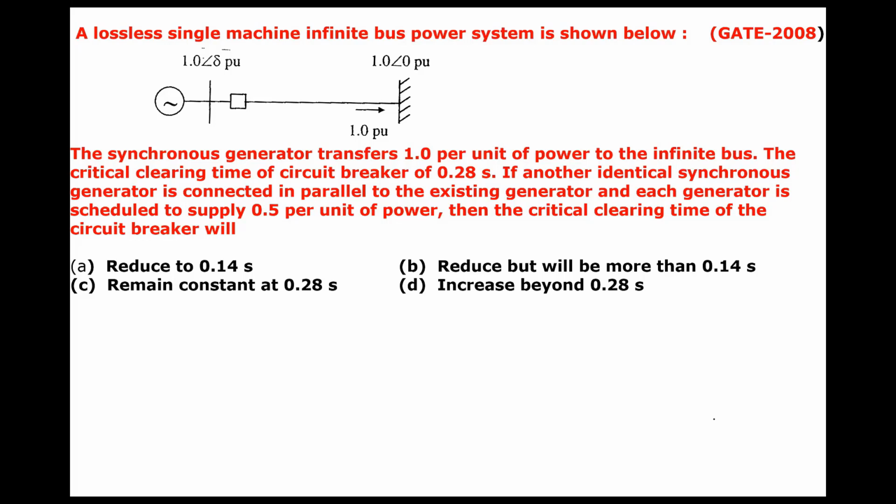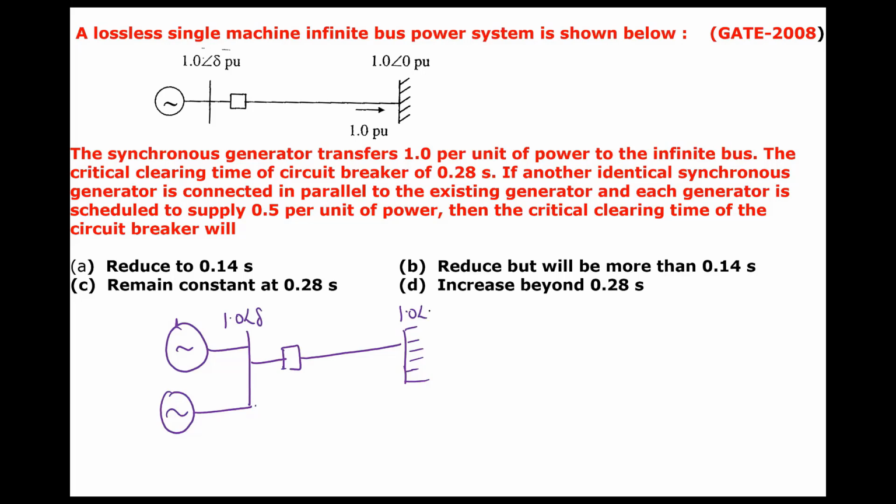That is the question. Initially, one generator is supplying the load. Now he wants to connect two parallel generators of identical capacity. Though they are supplying the same load, there is no change in load. Then what will happen to your critical clearing time? That is the question. Instead of one generator, he made one more generator in parallel for the same load of 1 per unit.